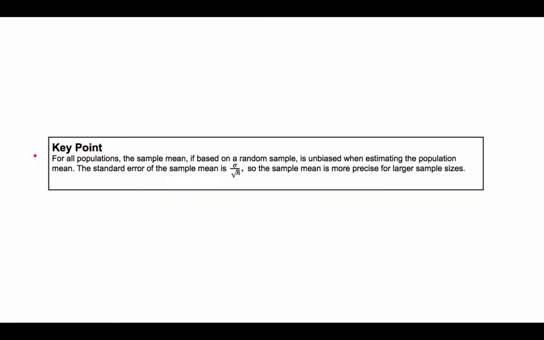It's just a key point. For all populations, the sample mean, if based on a random sample, is unbiased when estimating the population mean. The standard error of the sample mean is given by this formula. So the sample mean is more precise for larger sample sizes because for a larger sample size, this number gets smaller.